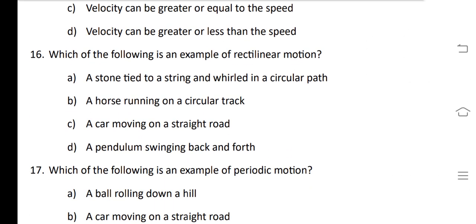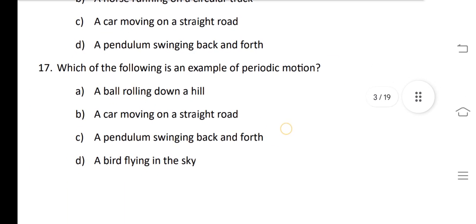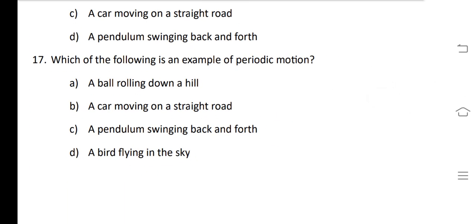In the next question, which of the following is an example of rectilinear motion? Rectilinear motion is a motion in which object is moving on a straight line path. So we have to check which of the given example is a straight line motion. So option number C is correct. A car moving on a straight road. And question number 17. Which of the following is an example of periodic motion in which an object is moving back and forth? So the correct answer will be option number C.